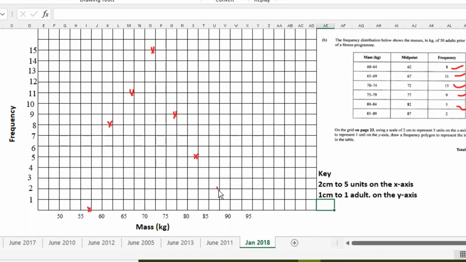And again, we will end our frequency polygon on the horizontal axis. So the next class would have been 90 to 94, so our midpoint would have been 92 with a frequency of 0. And that is somewhere here where our points have been.